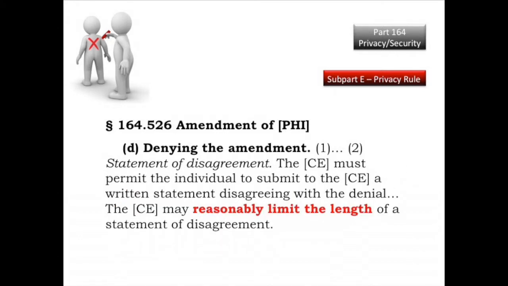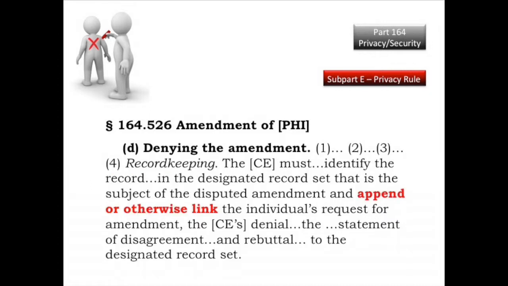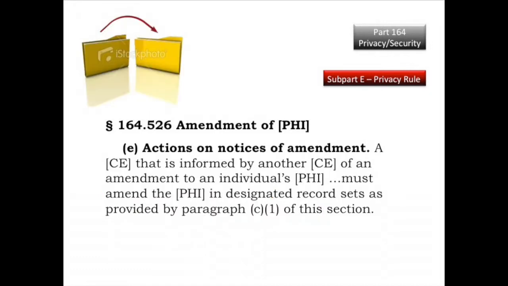The provider may limit an unreasonably long statement of disagreement. The provider may prepare a written rebuttal to the statement of disagreement. The designated record set must contain or have links to the disputed amendment, denial, statement of disagreement, and rebuttal statement. When PHI is subsequently disclosed, the provider must include all the material or an accurate summary of the amendment. Downstream providers must amend their designated record sets also.